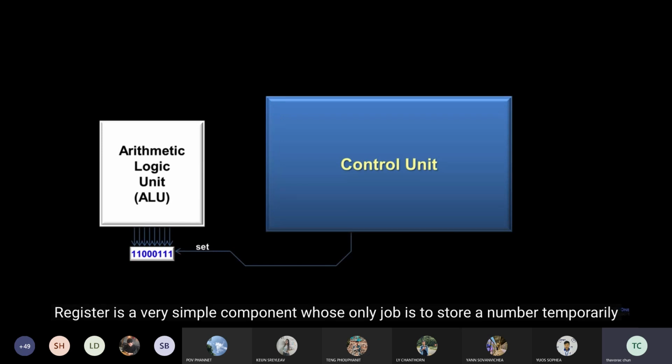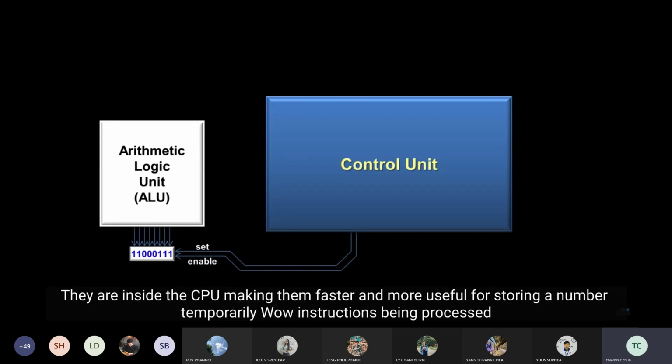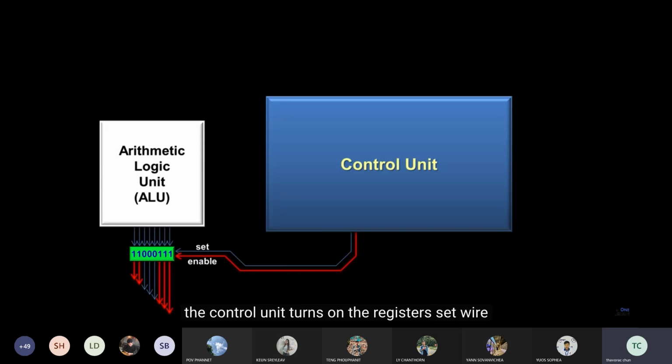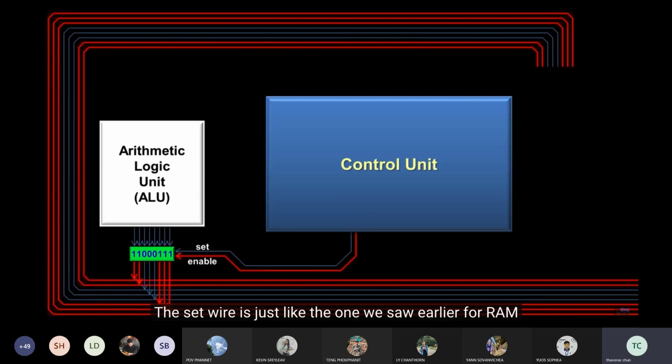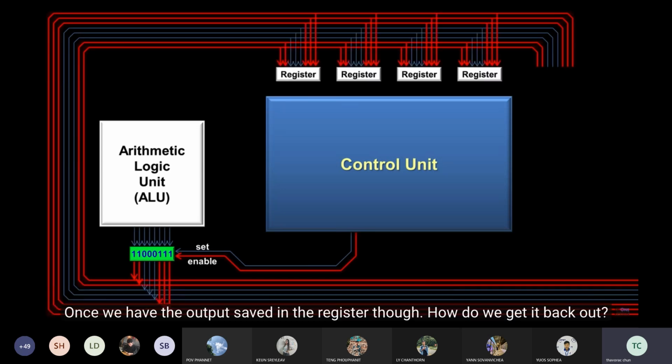Once we have the output saved in the register, though, how do we get it back out? Well, when we are ready to move a number out of the register, we need another control wire called the enable wire that also runs from the control unit to the register. As soon as the control unit turns the enable wire on, the register will output whatever number is saved inside. The output wires of the register then connect to what is called the CPU bus. A bus, as we saw earlier on the motherboard, is simply a group of wires that connect multiple components inside a computer. On the bus are some other registers with their own set and enable wires.